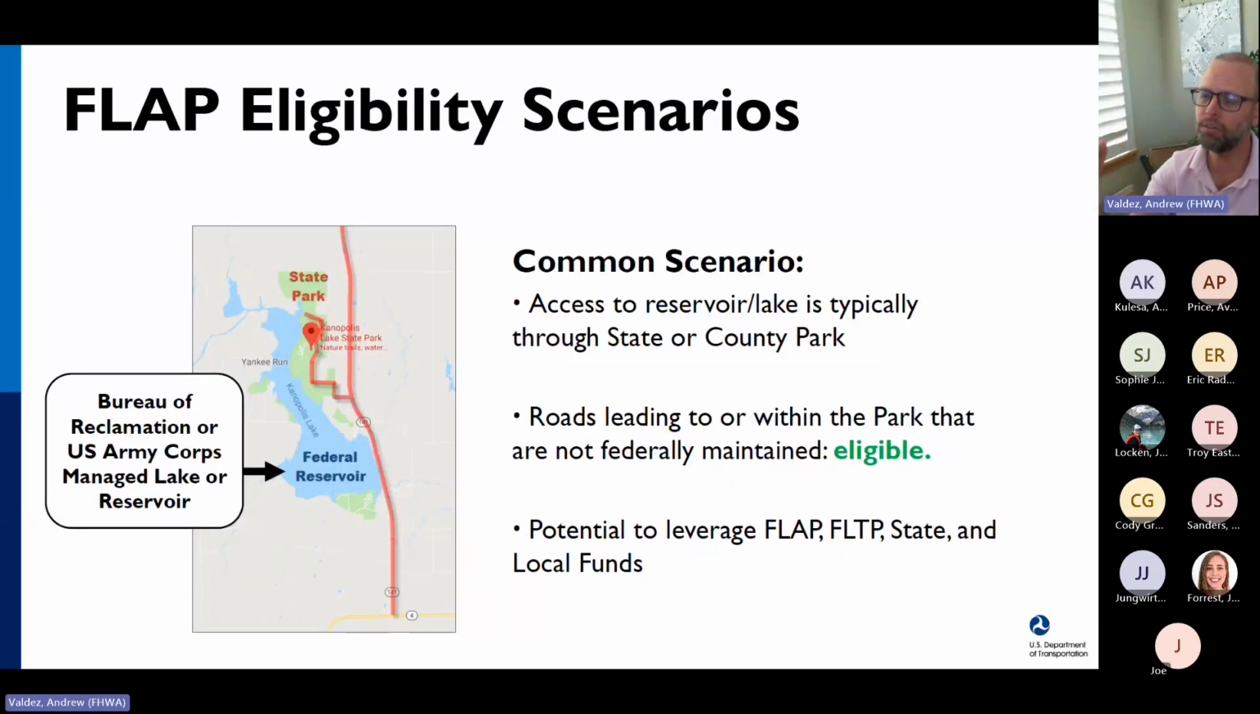This is another scenario that we see sometimes and might be applicable here in South Dakota. You can have a state park surrounding a reservoir that's managed by a federal entity like the Army Corps of Engineers or Bureau of Reclamation. Roads or even docks leading to the water or within the park that are not federally maintained are eligible. And that's another opportunity perhaps for leverage funds to be proposed in an application. Say if the state park is already planning some sort of improvement to a site or even a planning project, for example.